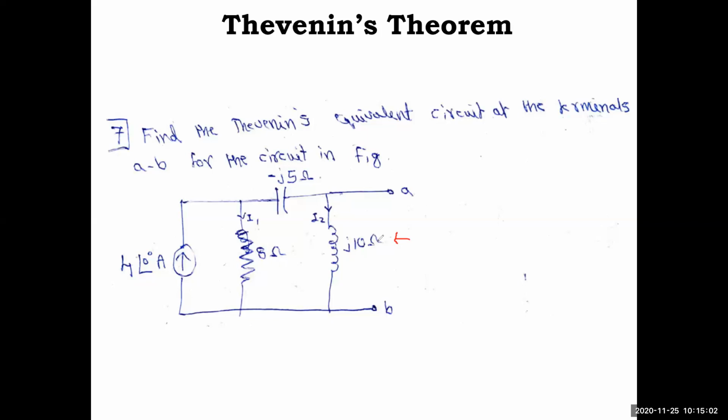And then you have to find the ZTH. You have to deactivate the source, this you can easily find out. If you deactivate the current source, it is an open circuit, so you'll have the 8 ohm, minus J5 ohm and J10 ohm. See their combination and find it out using the calculator. Then the VTH you got as a voltage source, you keep in series with the impedance. That will be your Thevenin's equivalent circuit. Hope it is clear, the clue also I have given. So now at least pause the video and solve it. I will continue to the next.